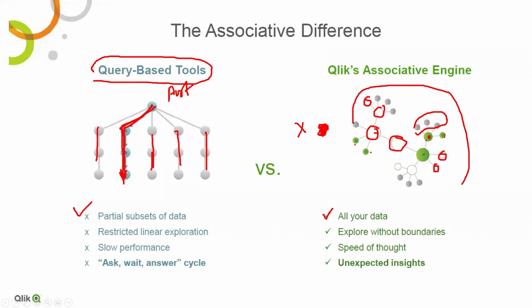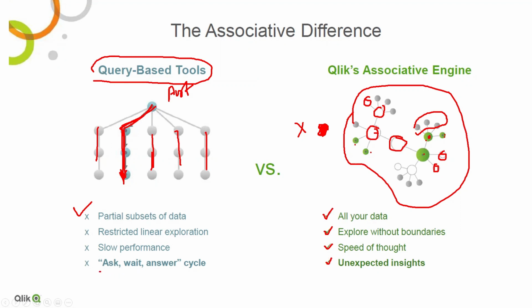But if your data model is connected, all your tables are connected with each other, your selections flow through the entire data model. It is not limited to one side of the data model. The complete data model is all your data. You explore without boundaries. You explore based on your speed of thought, whatever you want to explore, and you get unexpected insights, things which you are not aware of, you might get.